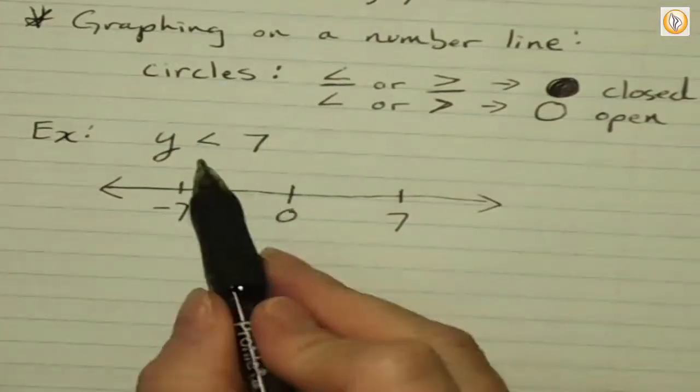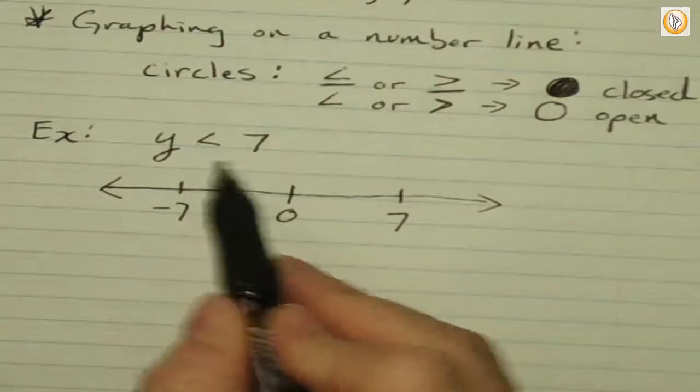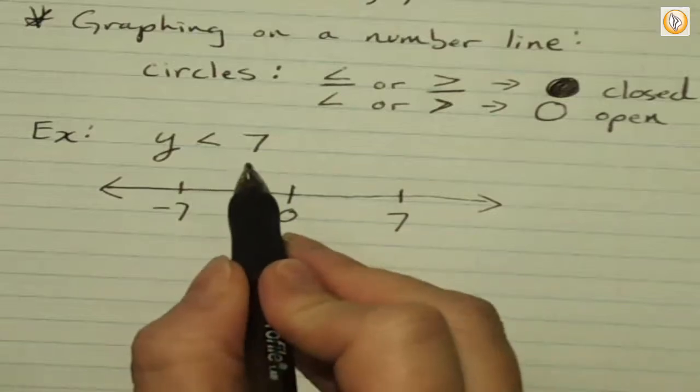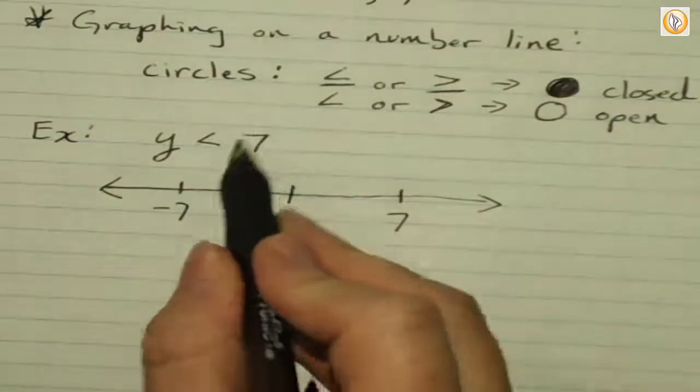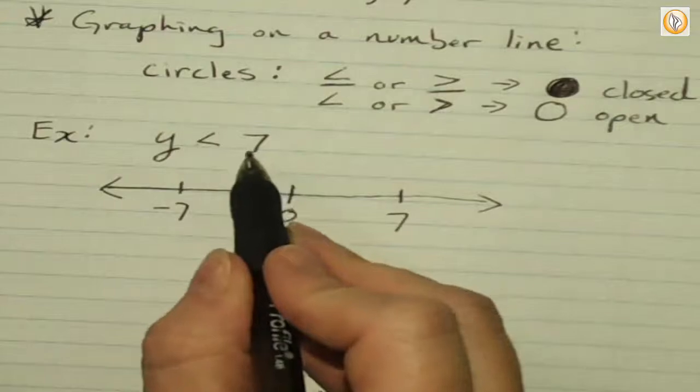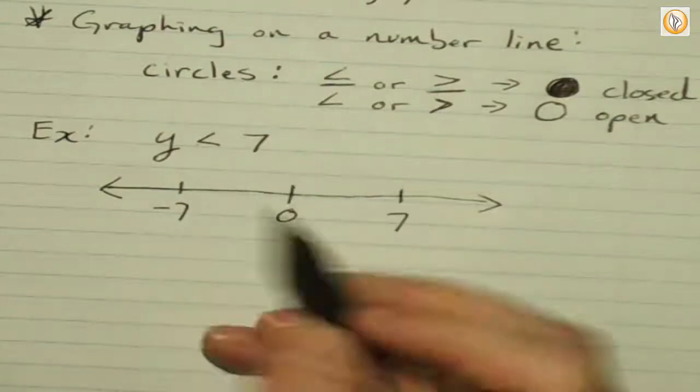Open. Very good. It's open. Do you see that, guys? All right, so Valeria, it says it's less than 7. So do I put the open circle over +7 or -7? -7.